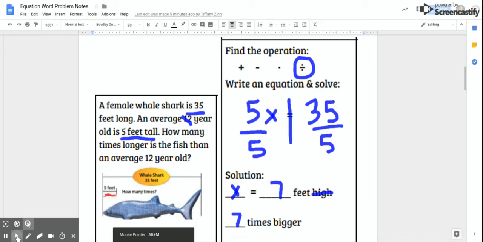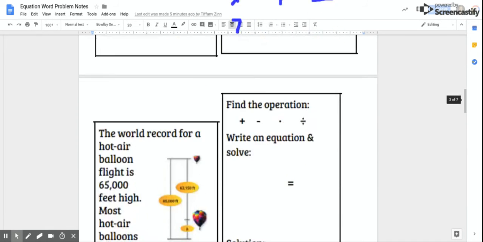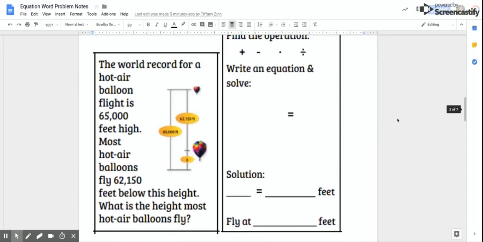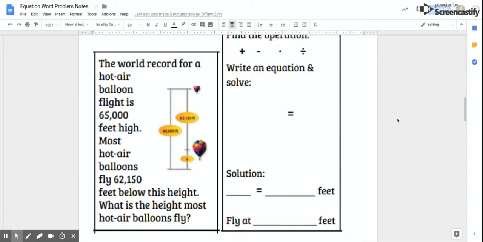Now on to the next problem that talks about hot air balloons. It says, the world record for a hot air balloon flight is 65,000 feet high. Most hot air balloons fly 62,150 feet below this height. What is the height most hot air balloons fly? So that's 65,000. That's very high. Usually hot air balloons don't fly anywhere near that high.